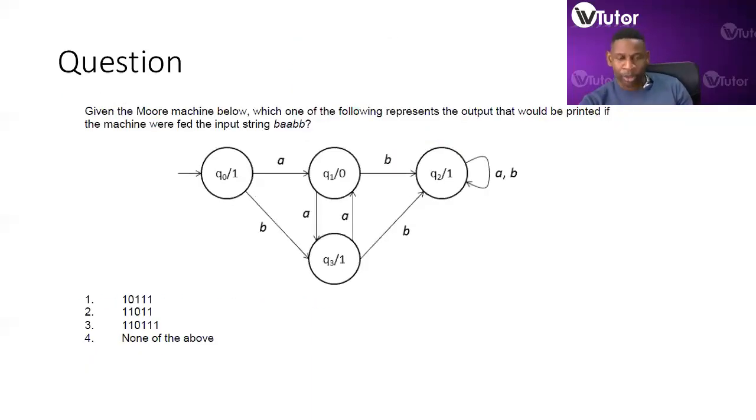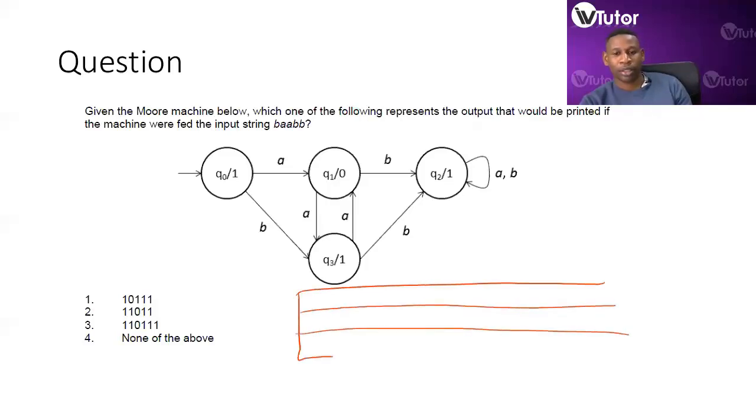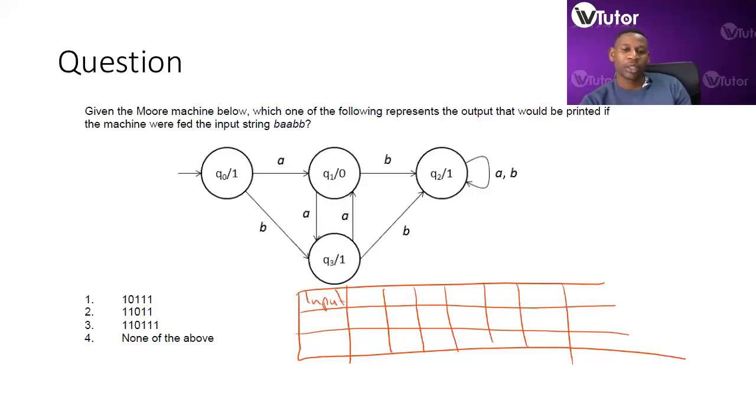Right, let's do another one for the Moore machine. Given the machine below, each one of the following represents the output that would be printed if the machine were fed the input BAAB. So looking at this, we've got 1, 2, 3, 4, 5, 6 input, state, and output over there. So if we've got this blanked out, we start in Q0 with an output of 1, and then we've got B, A, B, B.